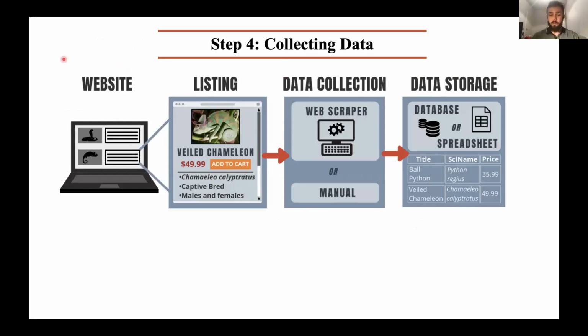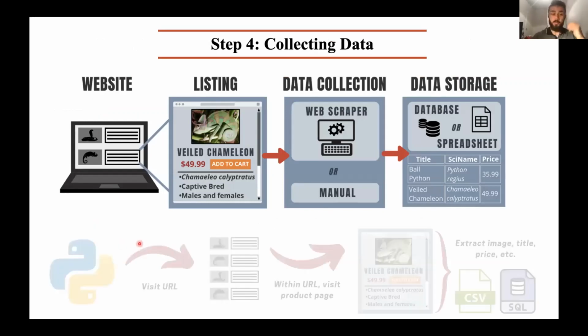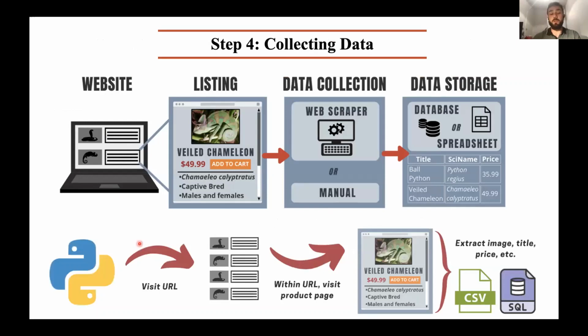So if I were to very simply summarize how we might write that code in the Python programming language, we would ask the code to visit a particular URL. Within that URL, we would visit each product page in a list of product pages. And then for each product page, we would extract key variables. So for example, the title, the images, the price, any species names, and then consolidate that into a structured data set that we can use later.